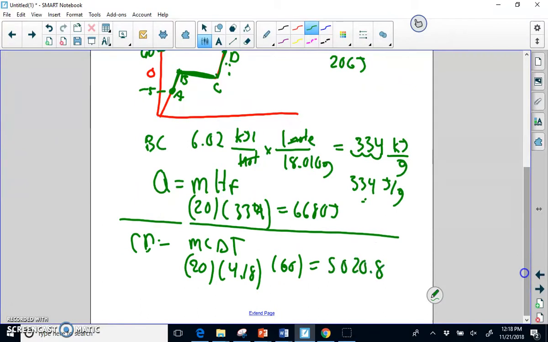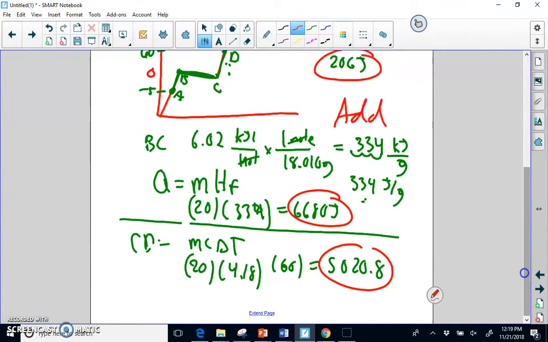Now what you simply have to do is take all the heats that you got, so we got one here, and one here, and add them all together. When we add all the heats together, we get 11,906.8 joules. With sig figs, it's 3, because all the numbers have 3. So with sig figs, it would be this many joules. Problem is done.